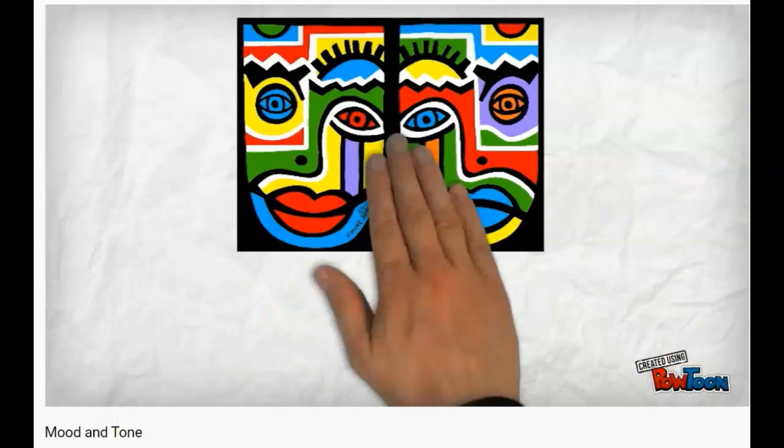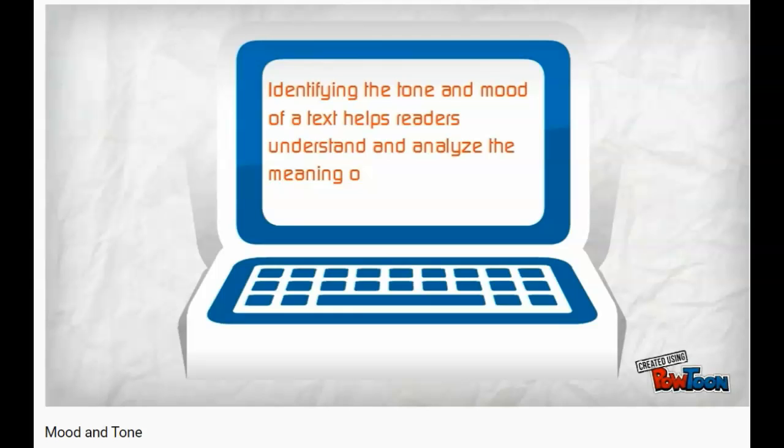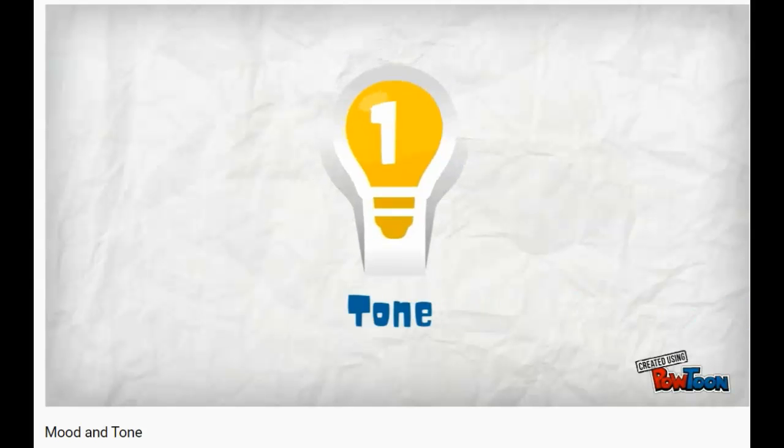So here we're going to talk about analyzing mood and tone. When you're identifying the tone and the mood of a text, it helps you understand and analyze the meaning of the text. These two things are very different though.